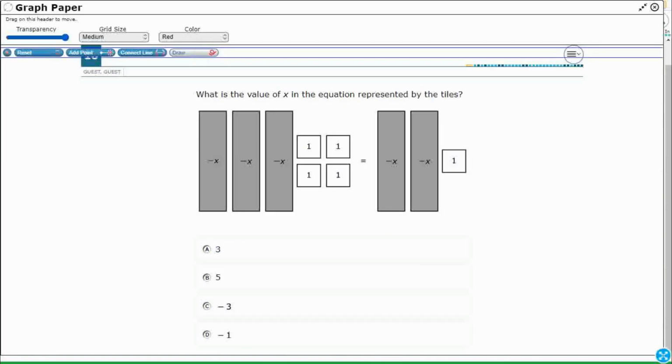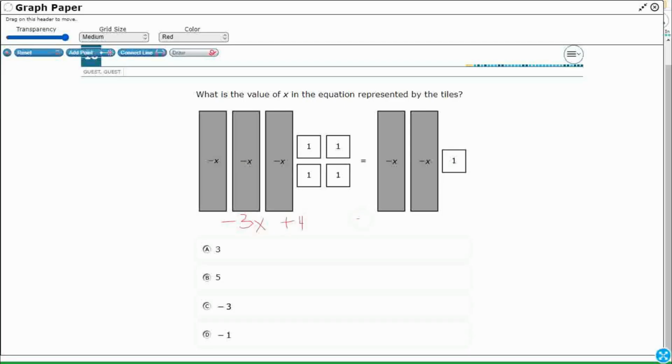So I've got 3 negative x's. So first I need to see this as negative 3x, because there's 3 of them. And these are 4 ones, so I'm going to add 4. So step 1 is turn this section into negative 3x plus 4. Now I've got negative 2x's, and I've got a positive 1 right here. So this is the difficult part to begin with, is at least just setting this up.